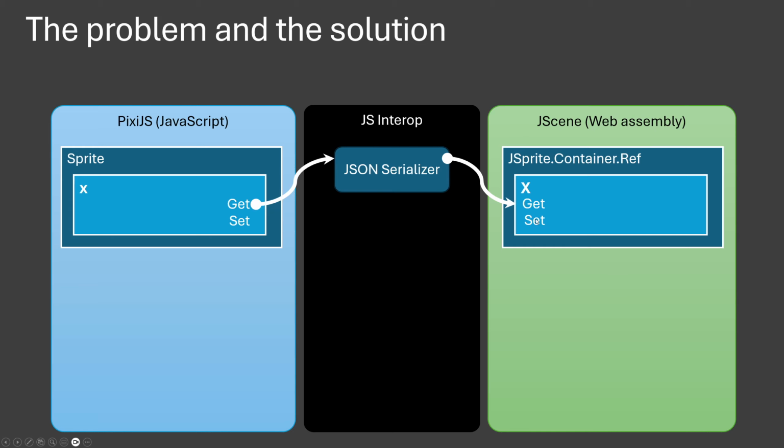The same thing, if we are setting the value: it takes the value, serializes it into JSON, and pushes it over through JavaScript interop to the JavaScript side, where it sets the property on the referenced object. Pretty straightforward in principle, but under the hood, there's a lot of stuff going on.